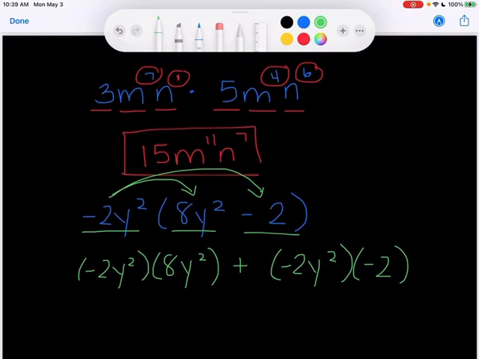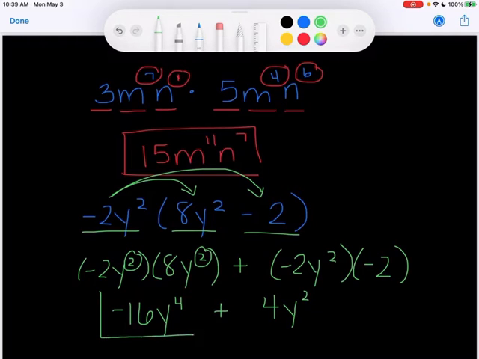Okay, so let's go ahead and multiply negative 2y squared times 8y squared. Negative 2 times 8 is negative 16. And then we've got y squared times y squared, which is y to the 4th, because we add those exponents. And then over here, we've got negative 2y squared times negative 2. You multiply the coefficient and the constant, which is negative 2 and negative 2, which is 4. And then you've just got that y squared. You don't have anything to combine it with, so it's just a positive 4y squared there. And since we've got a y to the 4th in one term and y squared in the other, there are no like terms, and you're done here.